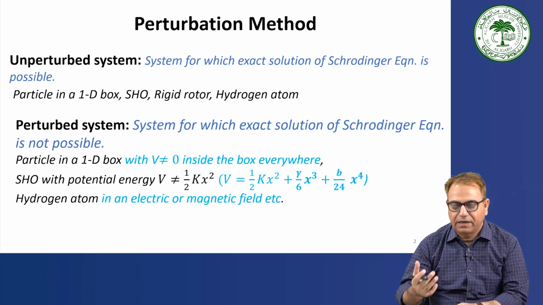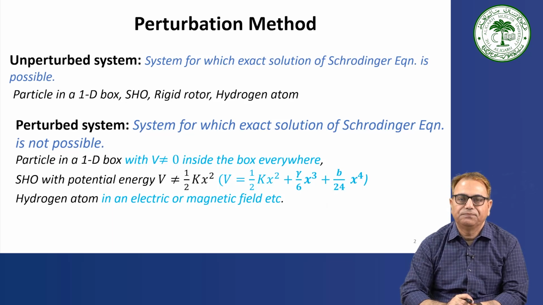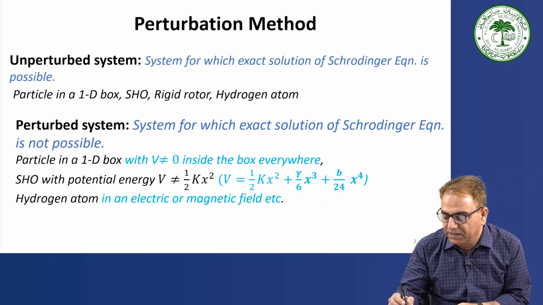Let's compare with a cat. Particle in a 1D box with V not equal to 0 inside the box everywhere. What we have done in particle in a one-dimensional box, we have solved the particle in a one-dimensional box by taking an example like this one.